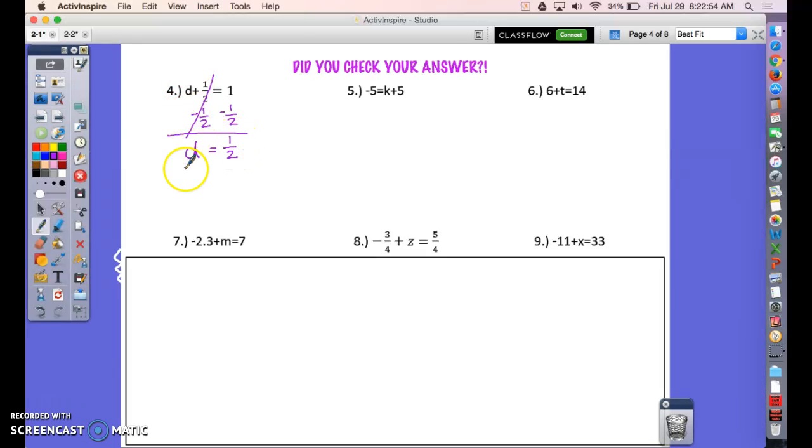Keep your variable and your equal sign lined up. Keep your work neat. Quick check step, 1/2 plus 1/2 does in fact equal 1. That one's easy, done. Looking at number 5, identify your variable. We have k. What is happening to k? On that side of the equal sign, I can see that I am adding 5 with the k. The opposite would be to take away 5.